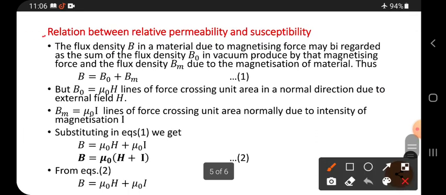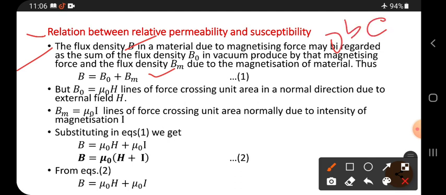Now the relation between relative permeability and susceptibility. Before that, we have to derive one more relation. The flux density B in a material due to magnetizing force may be regarded as the sum of the flux density B naught in vacuum produced by the magnetizing force and a flux density Bm due to the magnetization of the material. Thus B is equal to B naught plus Bm.